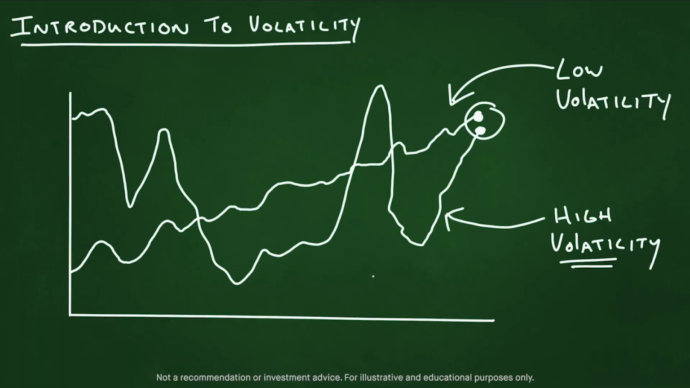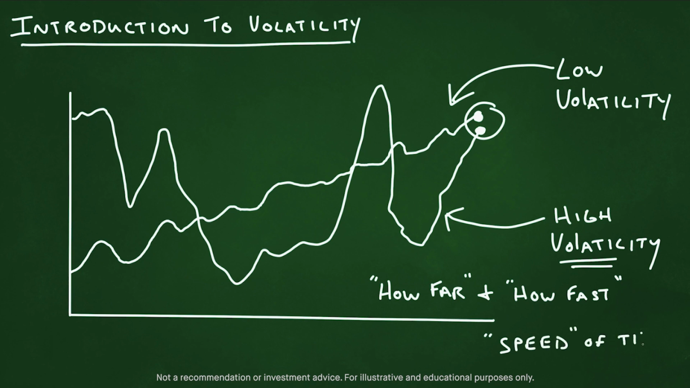And so as traders, when we talk about volatility, what we're really talking about is how far does something go and how fast does it get there? And sometimes we refer to this as the speed of the market. All right, let's go a little bit further down the rabbit hole.